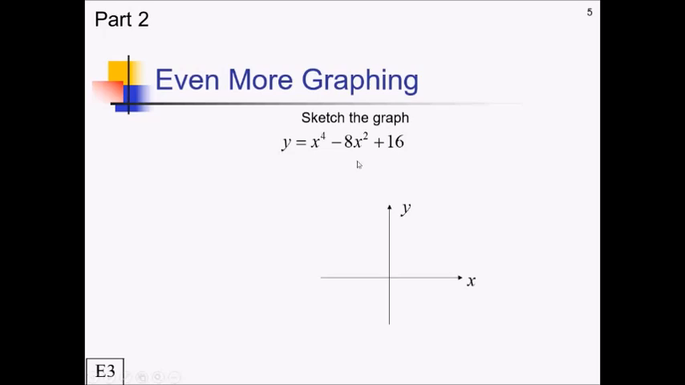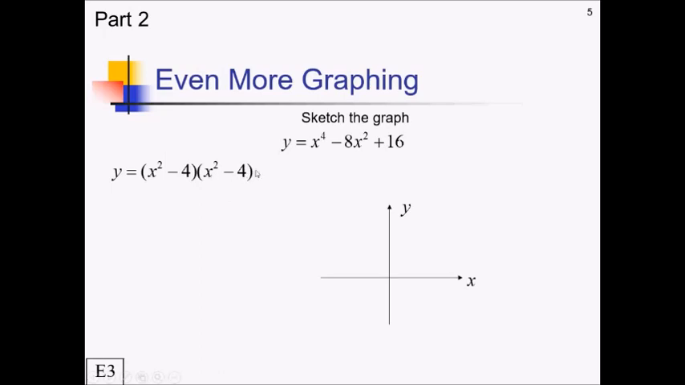So 2 things that multiply to 16 and add up to negative 8. Well, 1 and 16 doesn't do it, neither does 2 and 8. 4 and 4 works, though, if you had negative 4 and another negative 4. So we can split this up into x squared minus 4 times x squared minus 4.